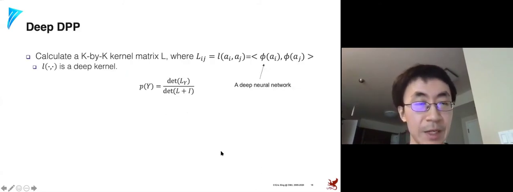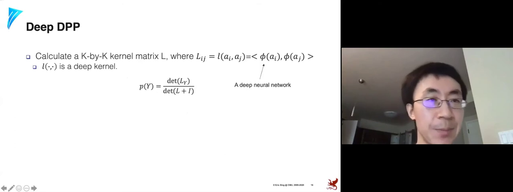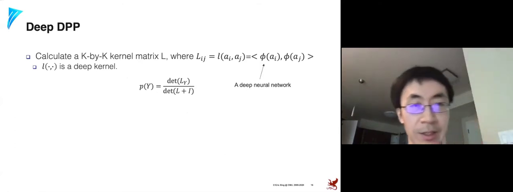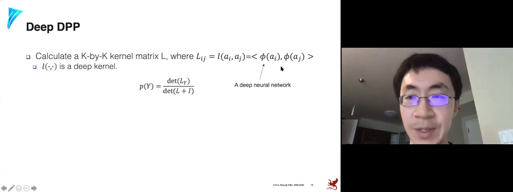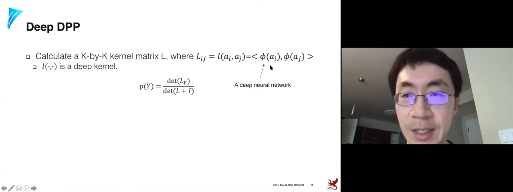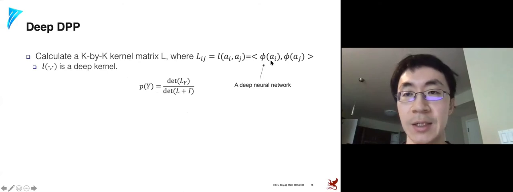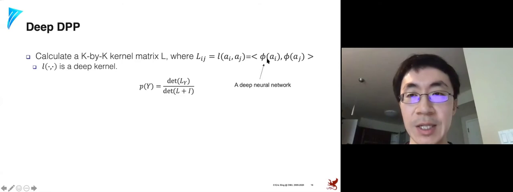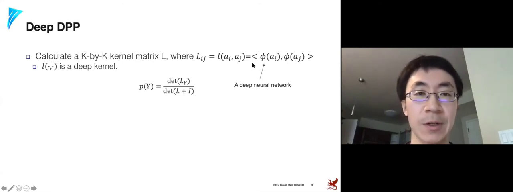And we can also combine DPP with deep learning. It's also very simple to do. Given these two vectors, we just use a deep neural network to embed them into a nonlinear space, then take the linear product over the neural network latent space. This is a special type of kernel, which is called the deep kernel.